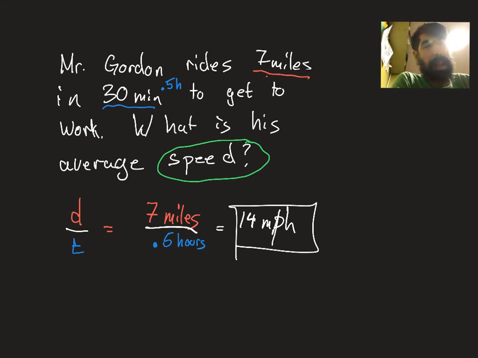Note that I included units all the way through. It tells me what the numbers mean. So, according to this, my average speed on the ride to Manhattan East is 14 miles per hour.